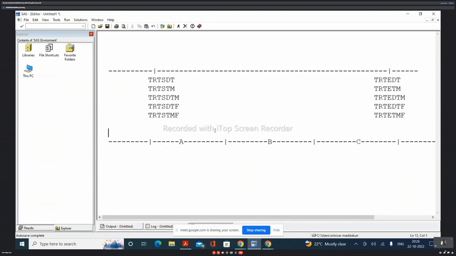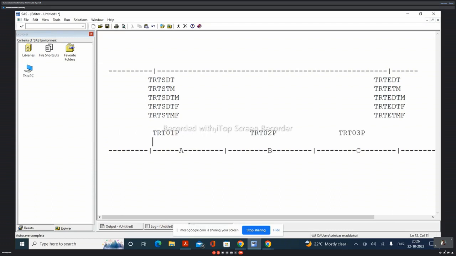So I told you this is going to be TRTxxP, where xx is going to be TRT01P, planned treatment. Then we are going to have TRT02P, and this is going to be TRT03P. After that, we are going to have actual also: TRT01A, then TRT02A, and TRT03A.